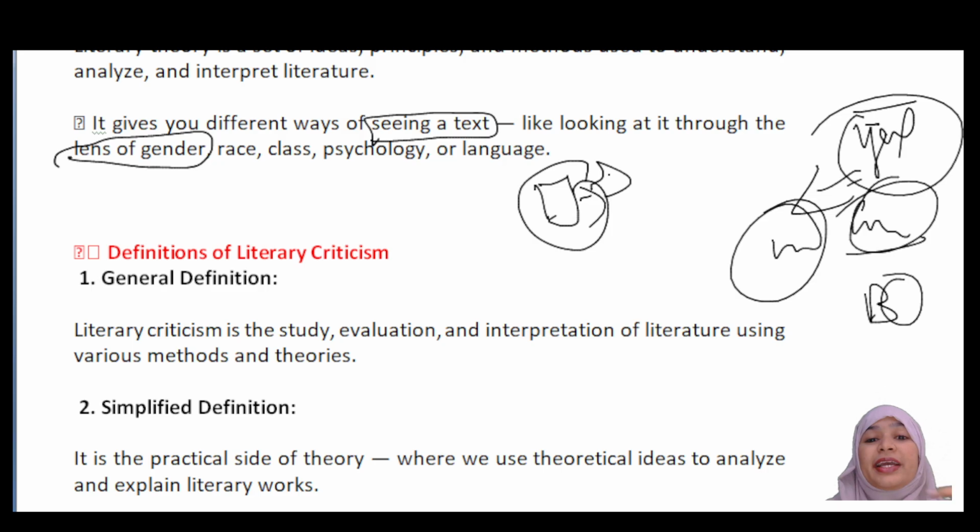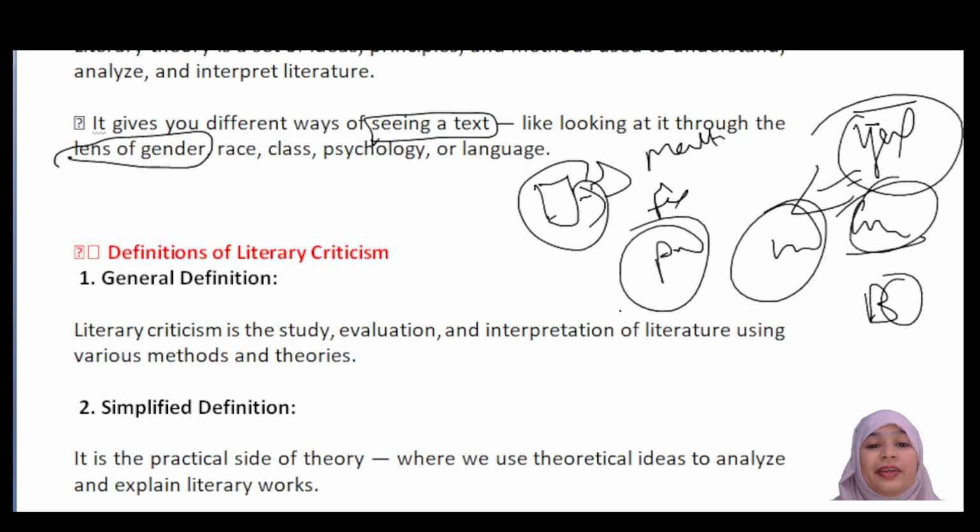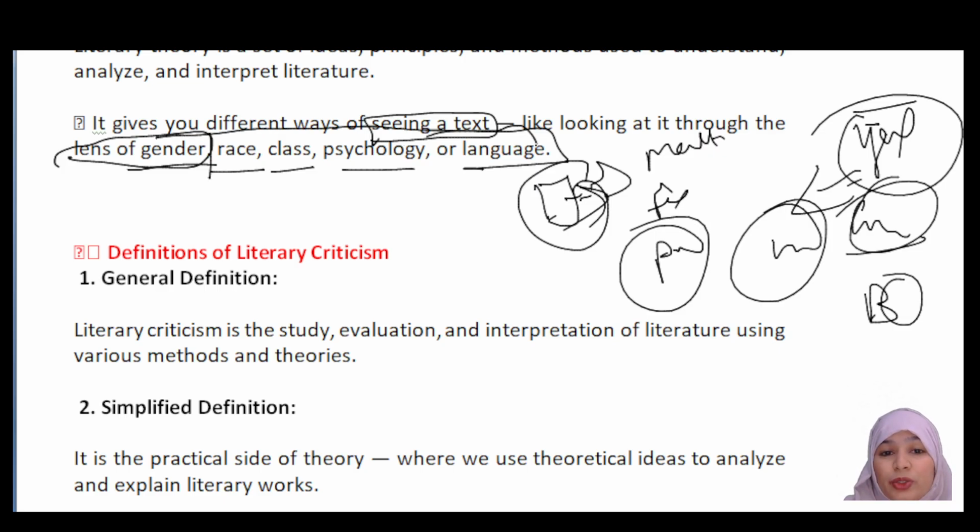outwardly observe whether it expresses Marxist theory or feminist theory or post-colonial theory. Or if you observe the work from your own perspective of a post-colonial point, you will get so many points in that work. Getting my point? That is what is called literary theory. So it may be specially the lenses of gender, race, class, psychology, or language. On these things, you are going to show your own words, which is called literary theory.